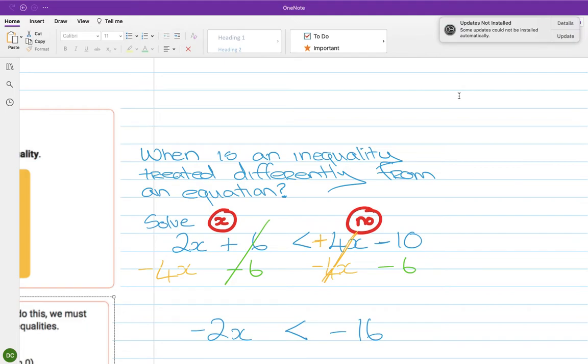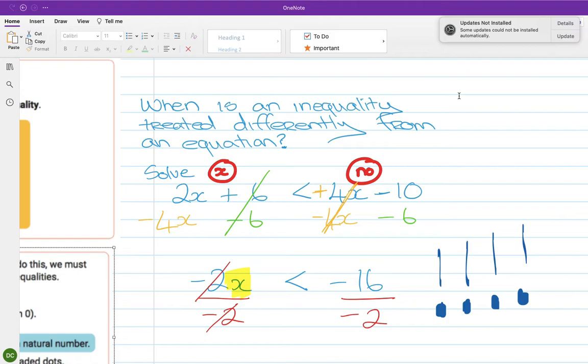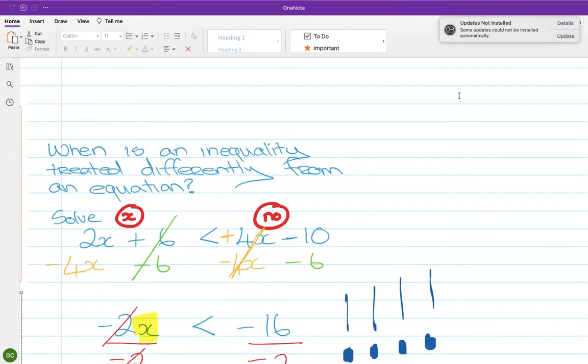Okay, and hopefully I have no doubt you guys would say this to me. The next step is to divide by minus 2, which will isolate your x, and divide by minus 2 to balance it out. Okay, this is the situation. This is what you should beware of, okay?